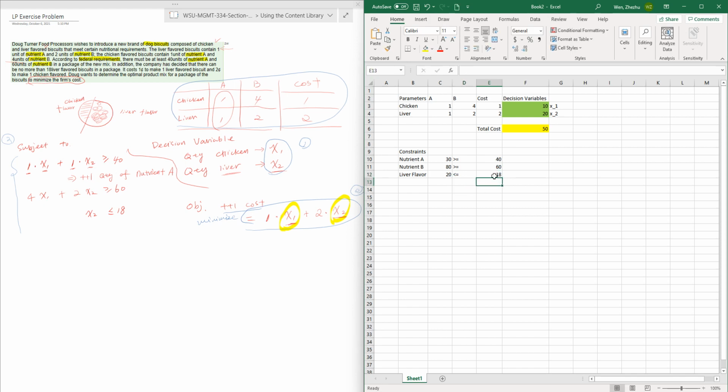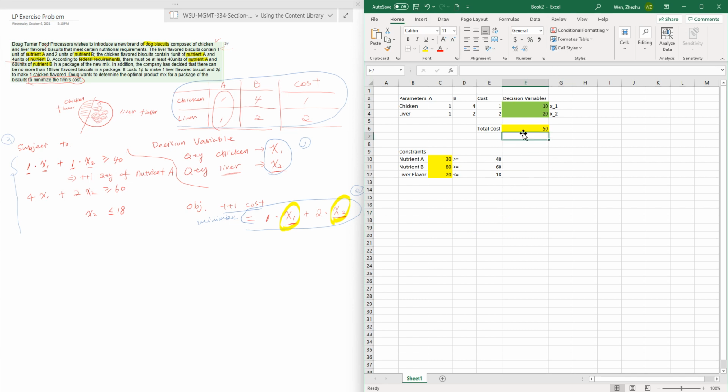So this is information from the description itself, right? No more than 18. So you don't want to put more than 18. Currently this is obviously violating the constraints, but it's okay because it's just an arbitrary value we put there in order to solve the problem. So as you can see, there's less struggle because we understood the problem clearly before we move on to Excel. The time we spend there is totally worth it.